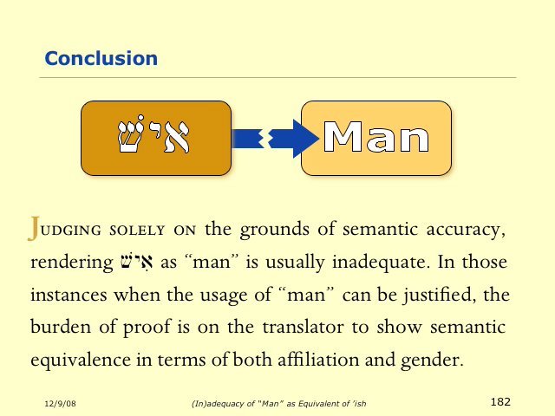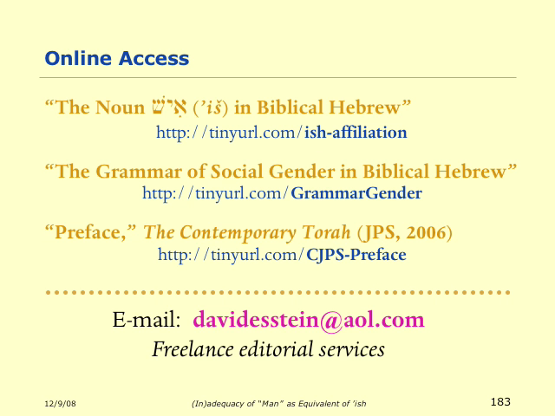Which brings me to my conclusion. Judging solely on the grounds of semantic accuracy, rendering ish as man is usually inadequate. In those instances, when the usage of man can be justified, the burden of proof is on the translator to show semantic equivalence in terms of both affiliation and gender. Skepticism is appropriate, since much of this is a new approach, but at least now you see what is at stake, and now I welcome discussion with you.